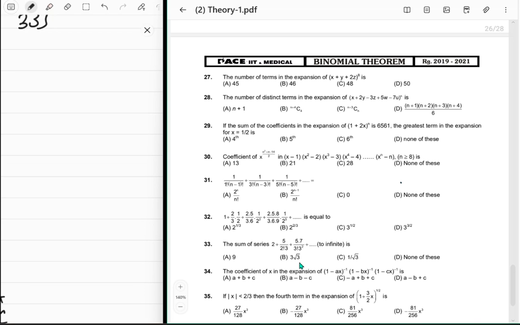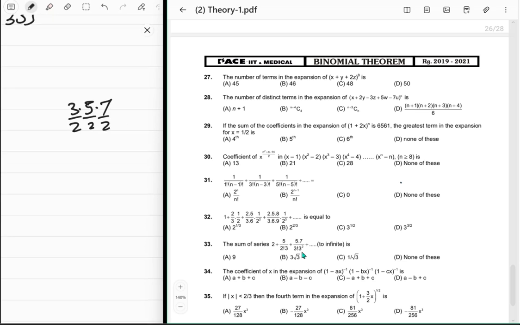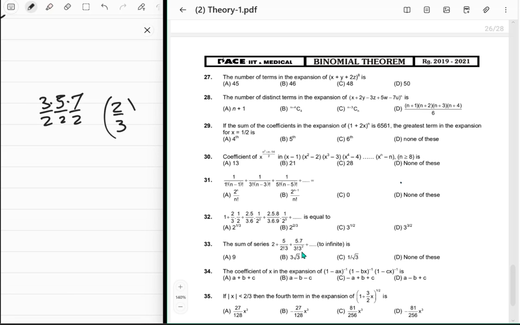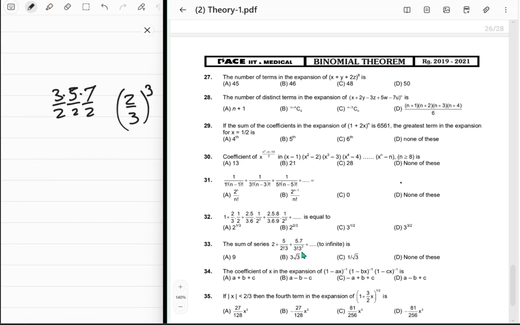Of course, so I'm going to rewrite every term. So first of all, with the third term, we'll start. It's going to be 3 into 5 into 7. And that upon 2. I'm going to divide it by 2 forcefully. Then it's going to be 2/3 cube in that case. Okay. Why did I 3 cube and not 3 squared? I'll show you.